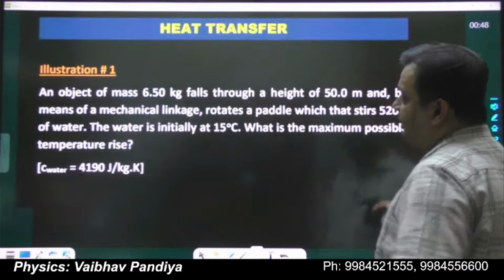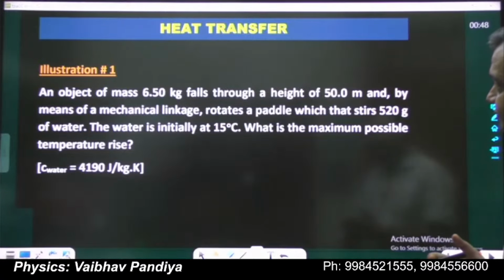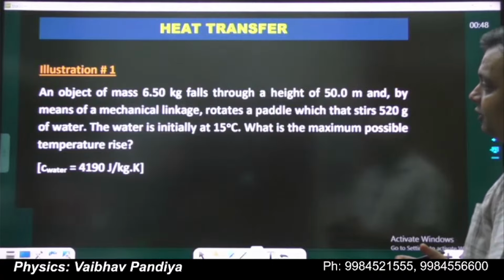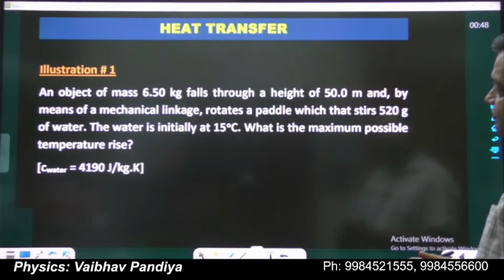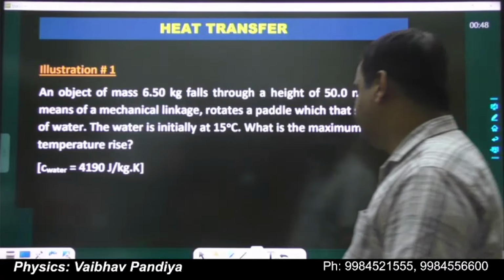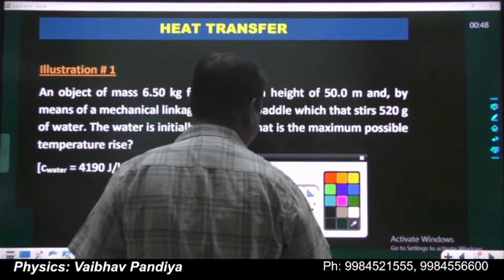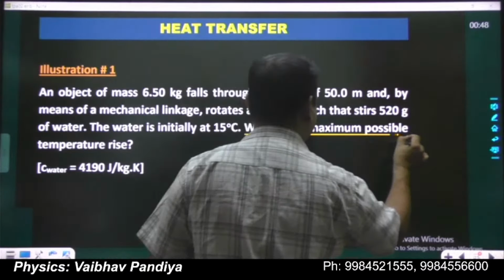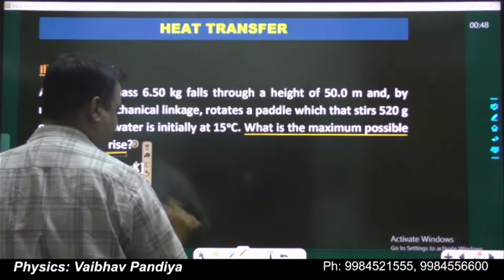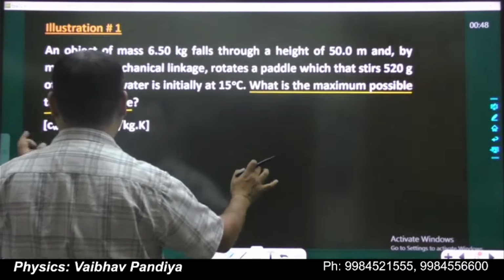An object of mass 6.5 kg falls through a height of 50 meter and by means of a mechanical linkage rotates a paddle that stirs 520 gram of water. The water is initially at 15 degrees Celsius. What is the maximum possible temperature rise? See, here the keyword is maximum possible temperature rise, and you are given the specific heat of water.